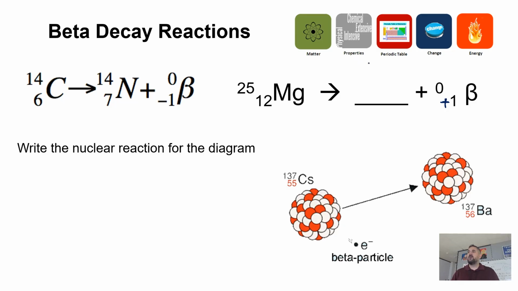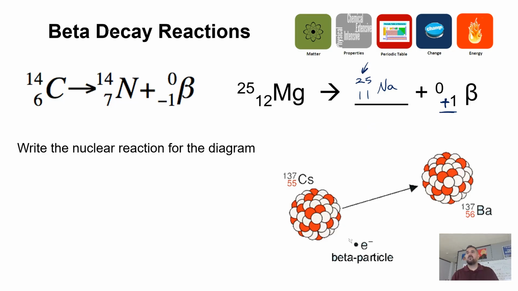So in this scenario, what is the mass number going to be? It's still 25, but what is the atomic number going to be? What number plus 1 equals 12? And then what atom is this? That's going to be Na.